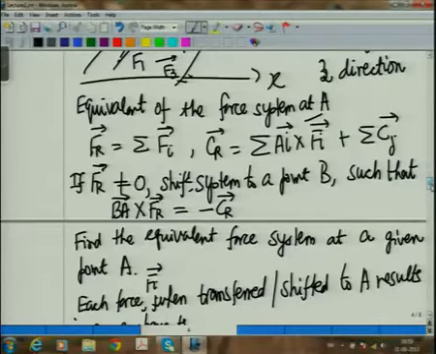Now, from here you will notice that suppose if there was a couple component which was in the xy plane, that would not have got cancelled. Only that is why we insist on a parallel system of forces. Okay. So this is what we have.